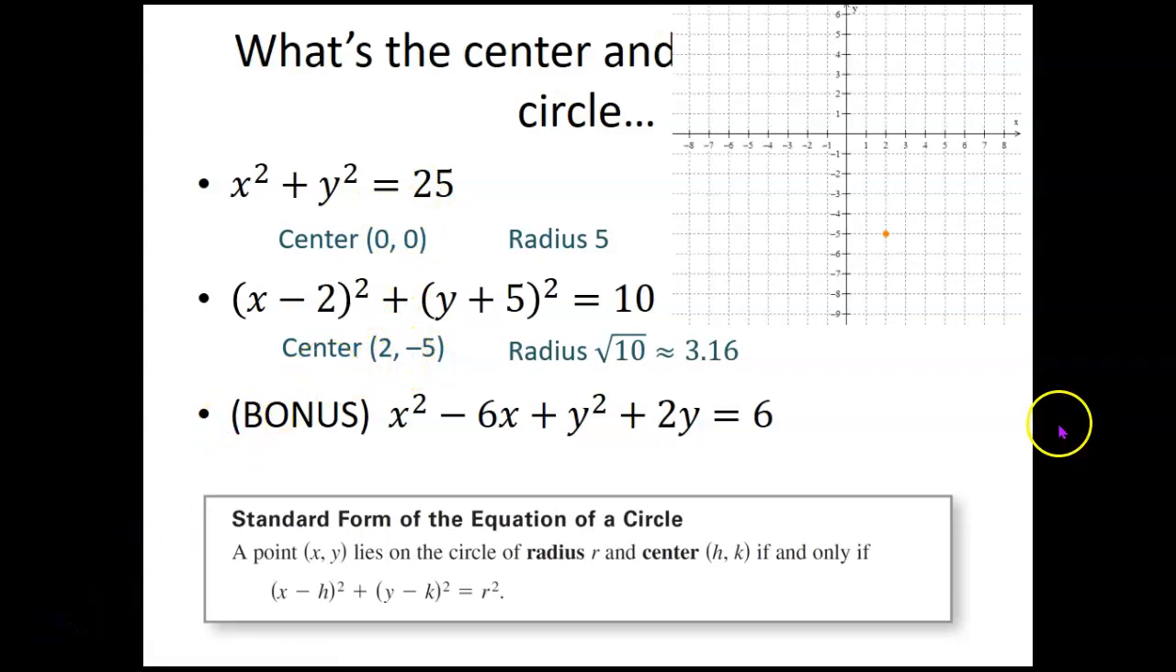And now that we know the center and the radius, if we wanted to draw that circle, I would start by finding where that center is. Here it is at 2, negative 5.